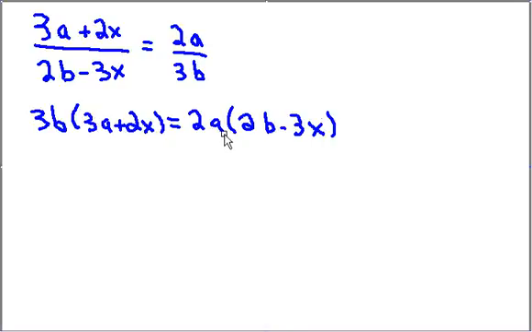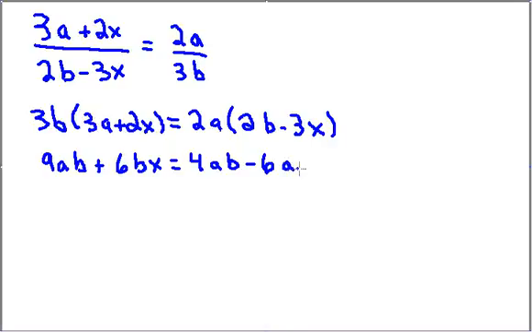Now at this point we need to go ahead and distribute it through. 3b times 3a is 9ab. 9 times a times b, or 9 times b times a. It doesn't matter because of our commutative property. Next is 3b times 2x. That's going to be 6bx. Then over on the right-hand side, we have 2a times 2b, which is going to be 4ab. And then we're going to have 2a times minus 3x, which is minus 6ax.